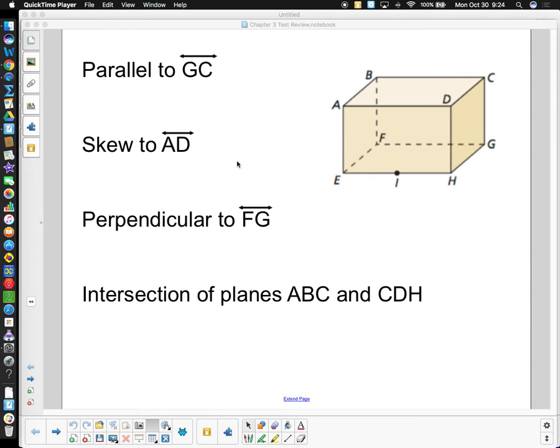So anyone else still need a review sheet? All right. But I should note a couple things. One, there actually is a section on the actual test where it's just name the angle pair. That isn't on the review here, but there will be a name the angle pair section on the test. So be prepared for that.